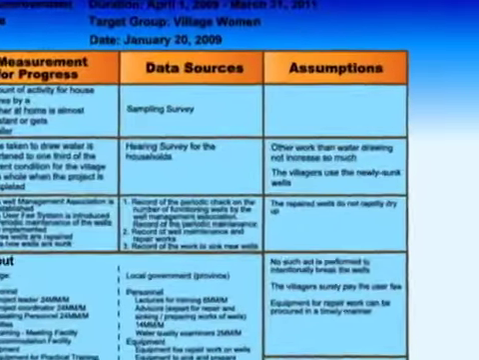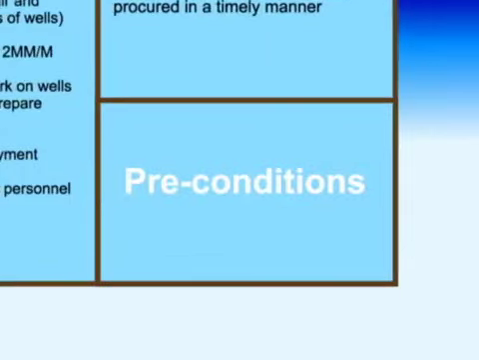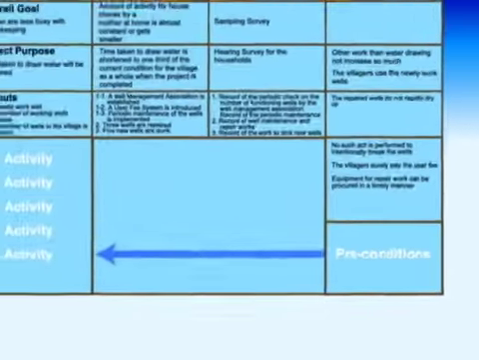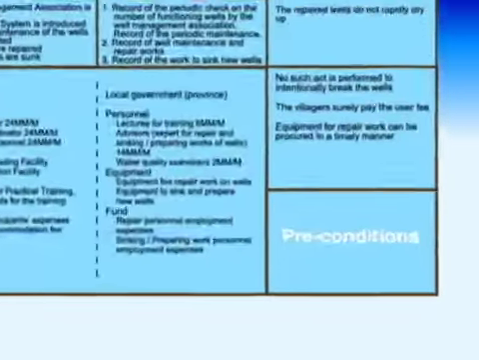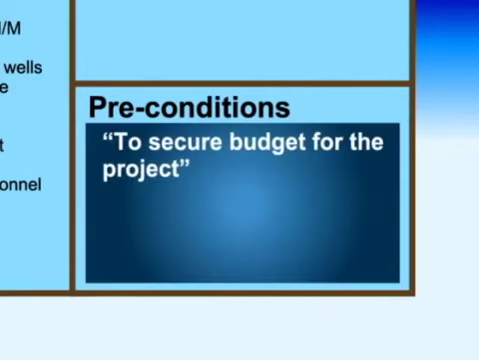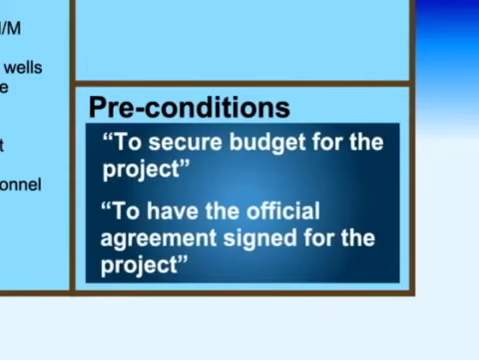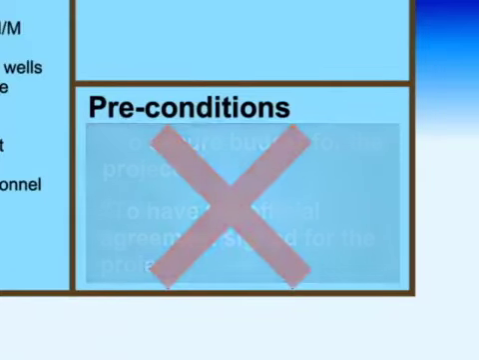Lastly, let us proceed to the bottom cell in the assumptions column, which is precondition. Here, conditions necessary to start the activities of the project should be described. However, these preconditions don't include general procedures related to the whole project. For example, such descriptions as to secure budget for the project or to have the official agreement signed for the project should not be stated as preconditions.